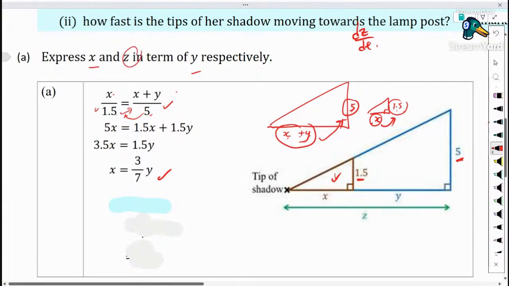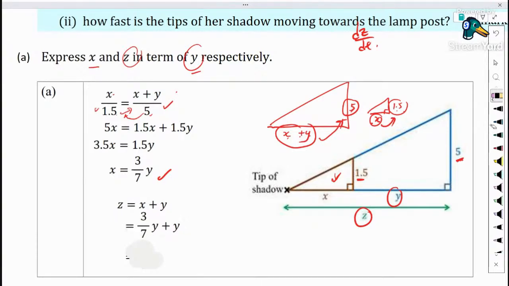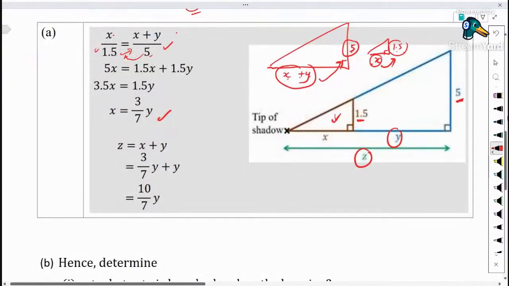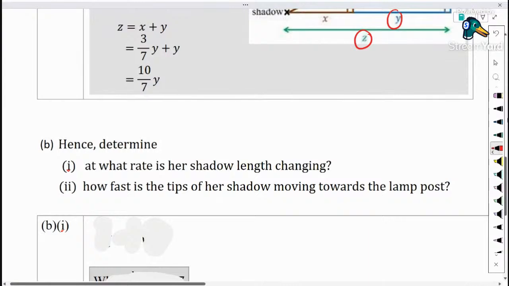Then z in terms of y. How can I have z related with y? I find that z is actually equal to x plus y. And if x happens to be 3 over 7 y, so substitute, simplify, I find that z is equal to 10 over 7 y. That's it. x in terms of y, z in terms of y. Then continue.